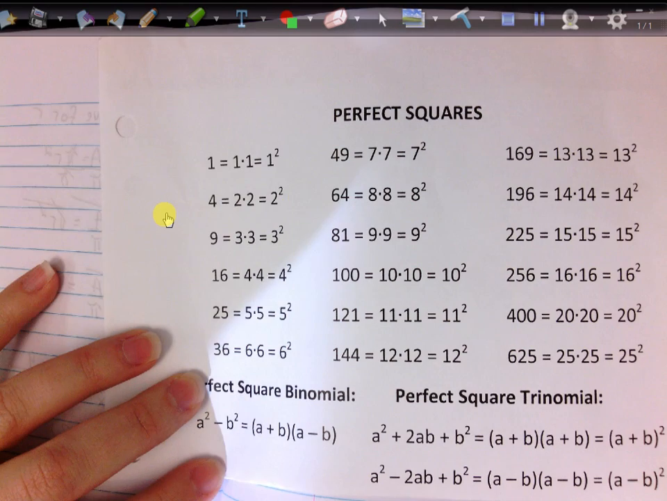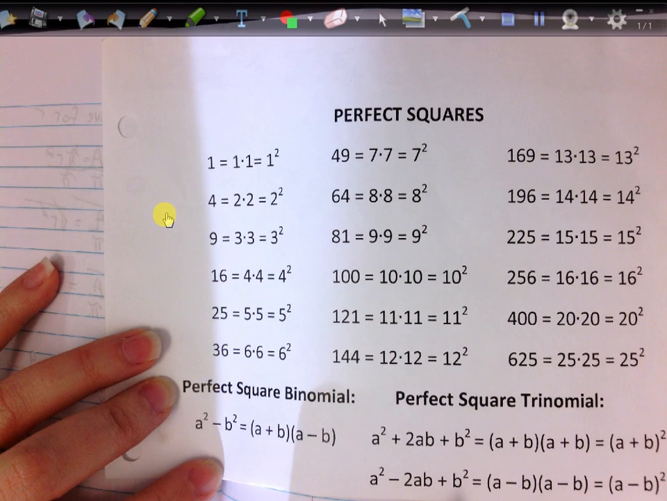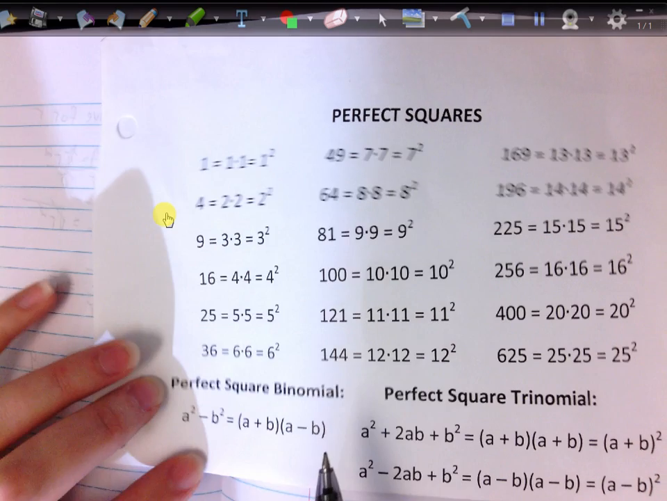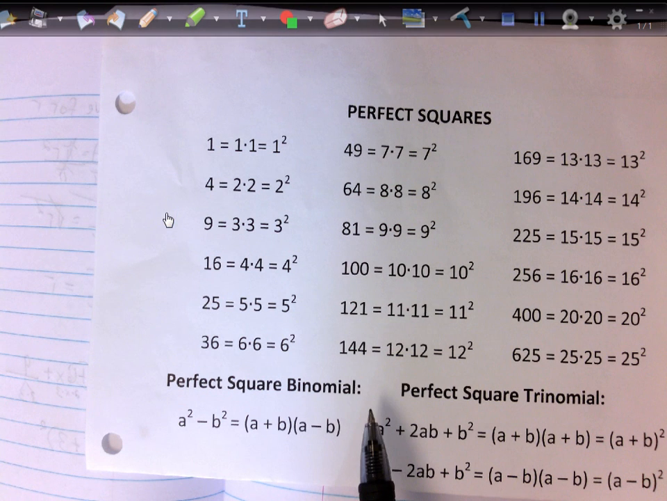Okay, these are perfect squares. You don't have to necessarily have this sheet in order to do these notes, but I just want you to keep this idea in mind. We've used this sheet many times. And I want you to understand these are our perfect squares here, and the form for the perfect square trinomial is a squared plus 2ab plus b squared.